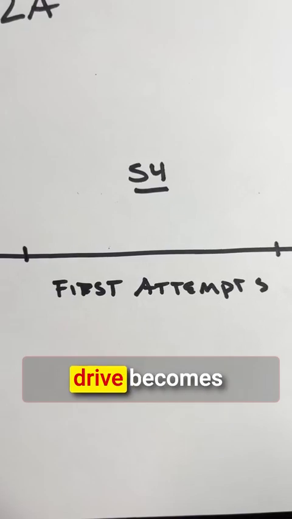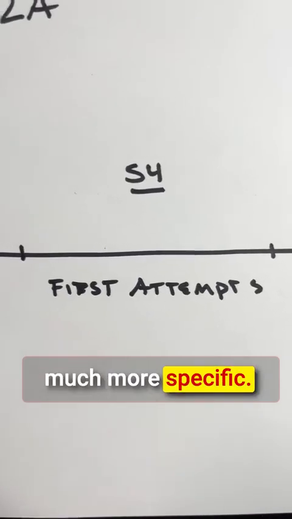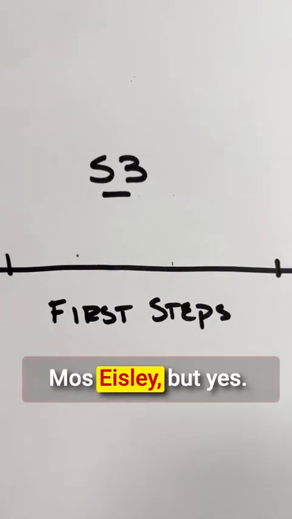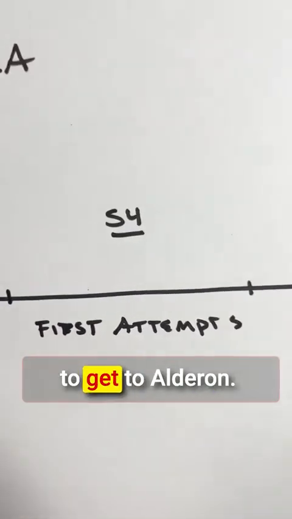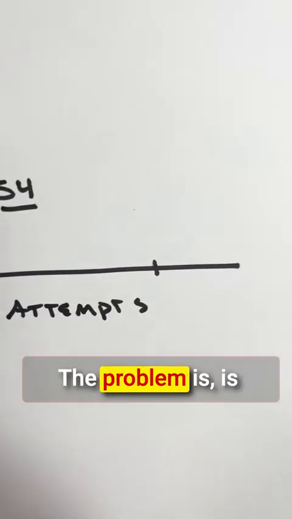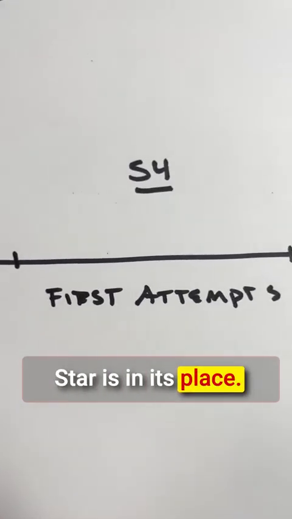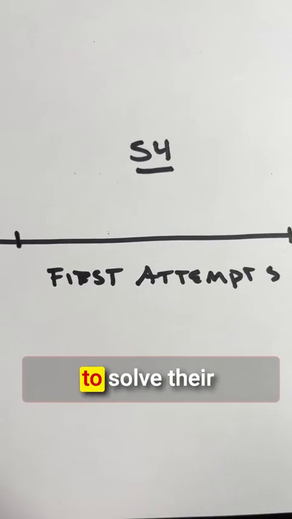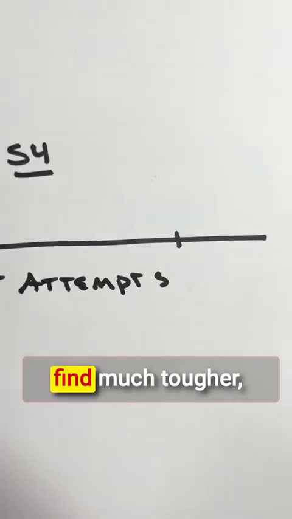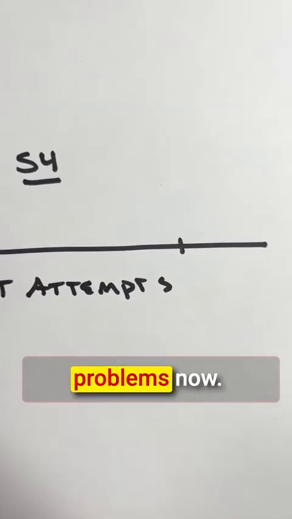This is when their drive becomes much more specific. So in Star Wars, it's Mos Eisley, but yes, we got the ship. Now we just have to get to Alderaan. The problem is at the midpoint, Alderaan is gone and the Death Star is in its place. But they think that they are about to solve their problem, only to find much tougher, much harder problems now.